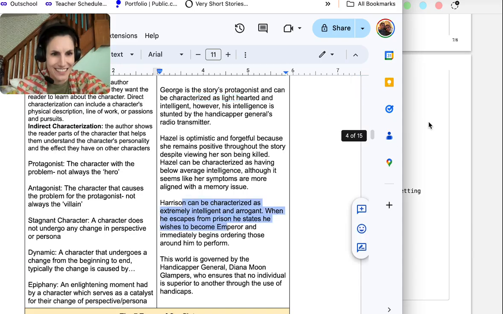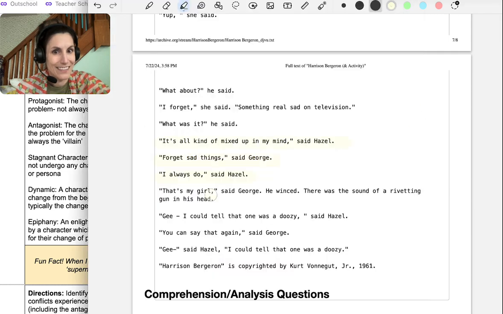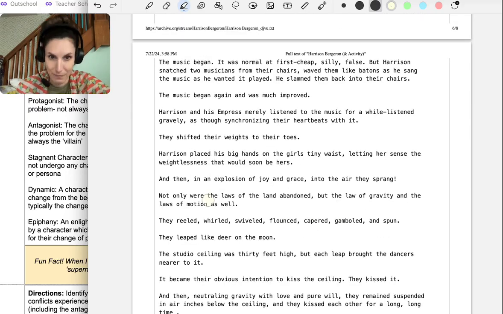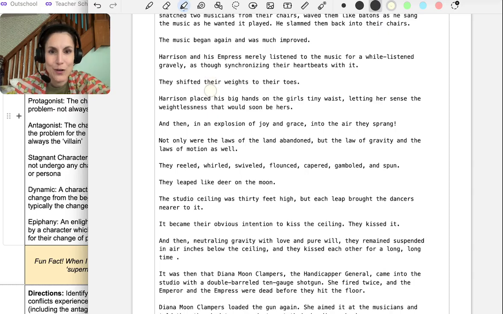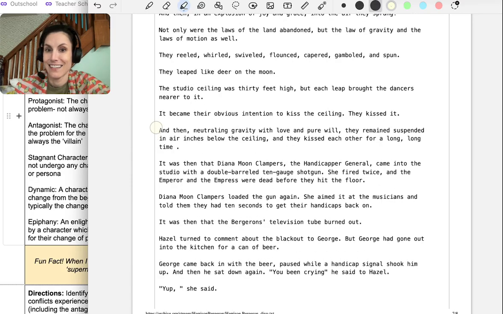And then Harrison. Now, Harrison is a little tricky because he's supposed to be characterized as intelligent. I mean, he's good looking. I wouldn't say that's more of a description, but he is basically forcing this girl to dance with him, under the threat that he was going to kill her. And then when Miss Diana Moon Glampers comes, he gets killed immediately.